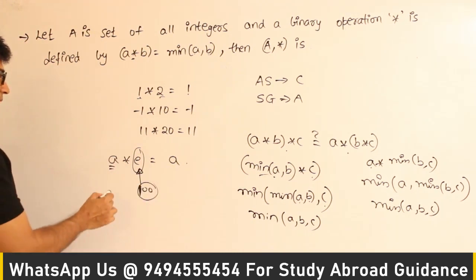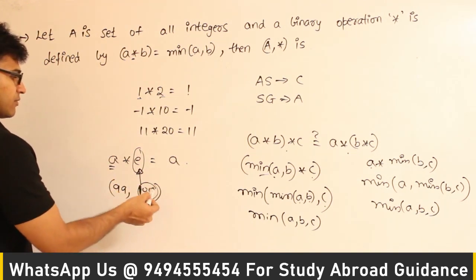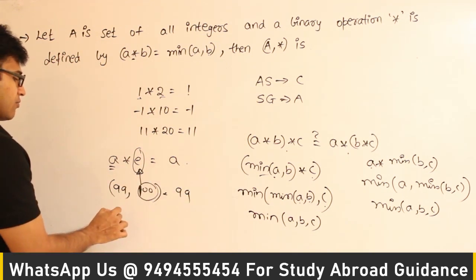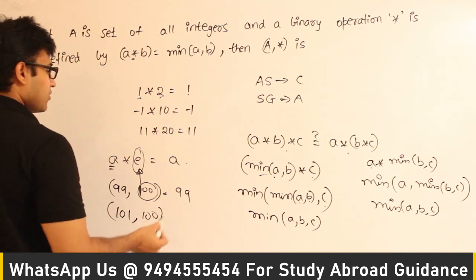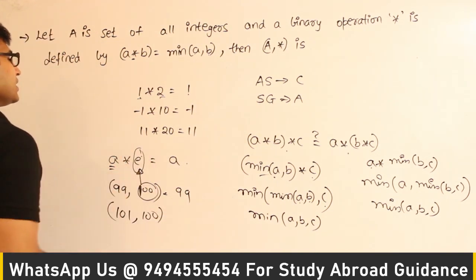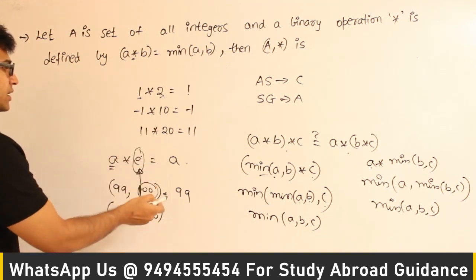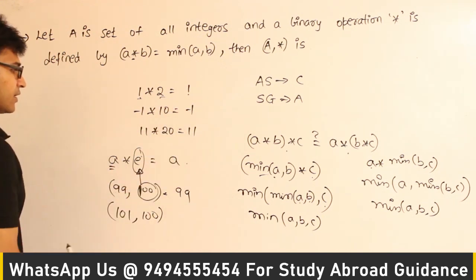For example, if the number is 99, A is 99, and the minimum of 99 comma 100 is 99, it will work for 99, it will work for 100. But what if it is 101? If it is 101, it will not work. Therefore fixing E at a certain integer point will work only for the integers which are less than this, but it will not work for the integers which are greater than this.